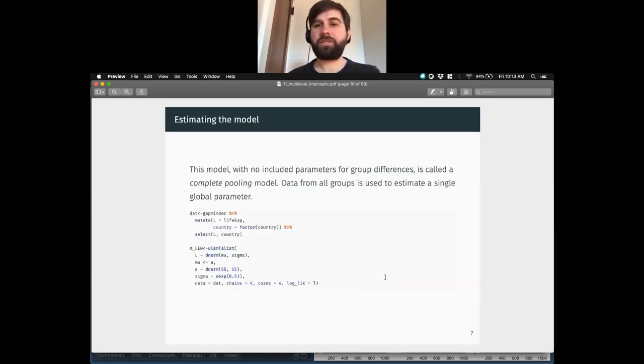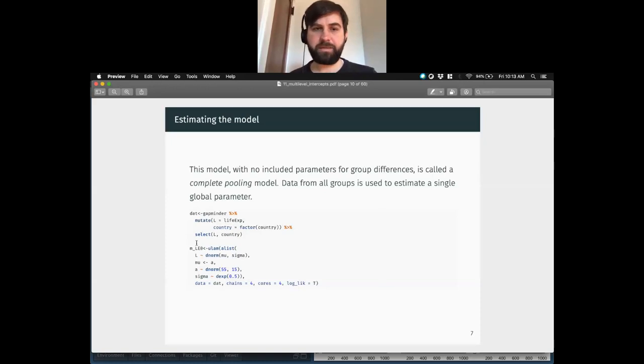Okay, so it has no included parameters for group differences. This is called a complete pooling model, right? I'm pooling information from every country, and I'm generating a single estimate for my regression prediction. I'm pooling all of the data. So we're going to discuss 3 models: the complete pooling model, the no pooling model, and the partial pooling model. So this is the complete pooling model. I'm not paying attention to differences across units at all. I'm pooling all of the data to make my inference.